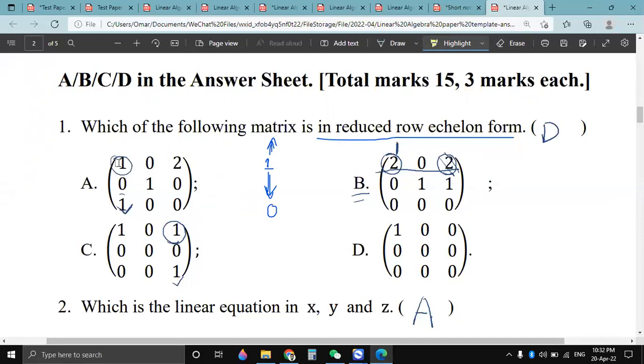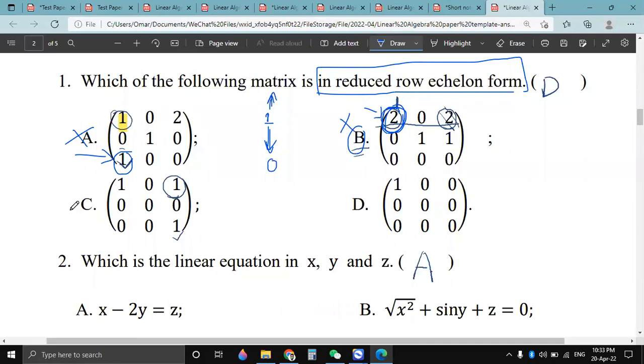The first option here. We have the first pivot point here, the first non-zero entry, so it is 1. Okay, but down here we have a non-zero entry, right? According to the RREF condition, it must be 0, so this is not a RREF form. And for the second option, the first pivot point here should be 1, because the first non-zero entry of the first row is the pivot point, but here it is 2. So this is also not RREF form.